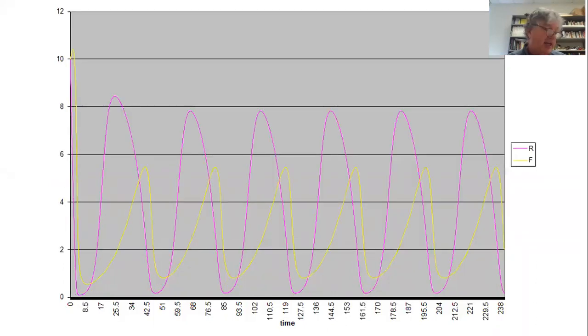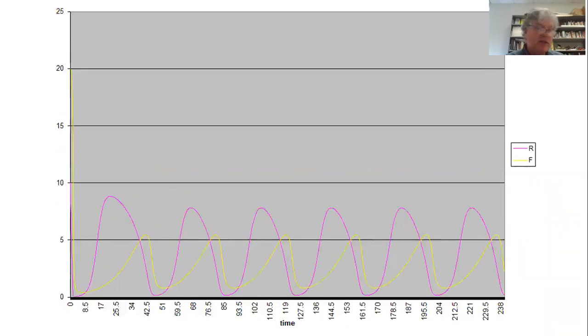Then if I look at 1,000 rabbits and 10 foxes, we get this, and it looks different from before, but it really isn't, because we've changed the scaling. We see, again, a period of around 40 months. Again, the peak rabbit population is around 7,800, and the peak fox population is a little bit over 5. And finally, here we've got 1,000 rabbits and 20 foxes, and we see the same thing: a period of 40 months, a little bit over 780 rabbits, and a little bit over 5 foxes. So this is looking pretty good.